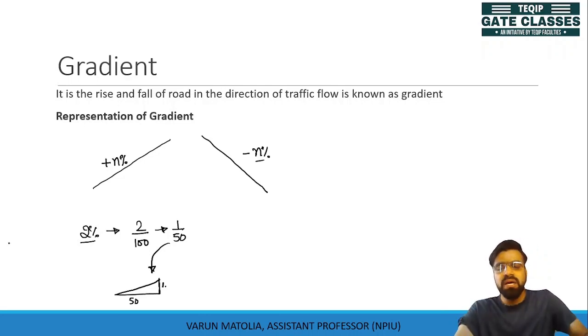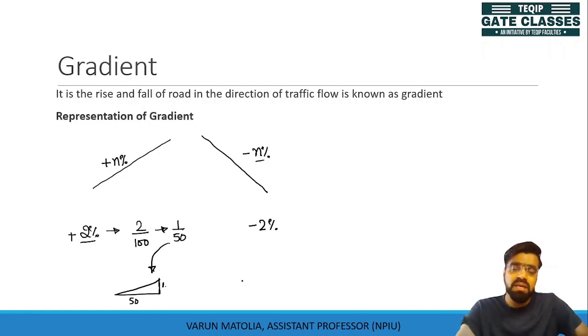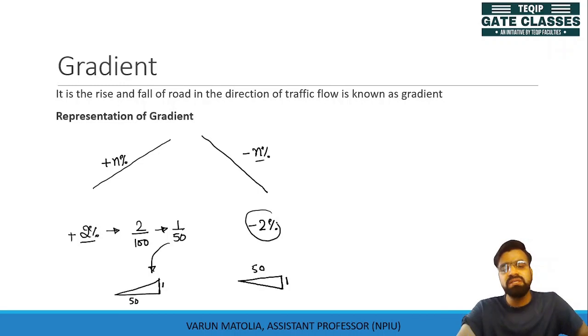If I write it as plus 2%, this means I am moving upward by 1 unit after 50 units of longitudinal movement. But if I represent it as minus 2%, this means I am moving in downward direction by 1 unit. So this is the slope which is termed as minus 2%. So this is how we represent the gradient.